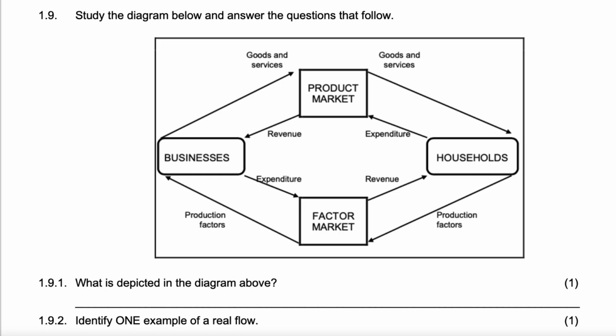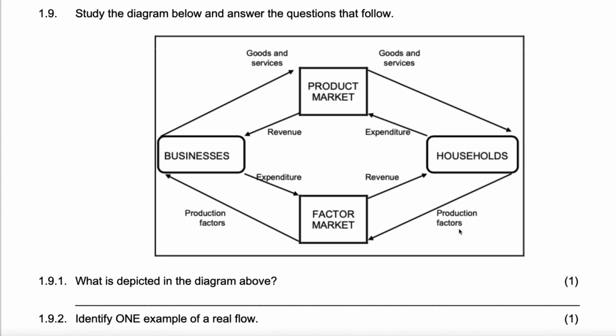Now it says, study the diagram below and answer the questions that follow. Again, we see something that we've been seeing quite often. We have a two-sector model once again. So we have businesses, we have households, and we have the two markets, which is the product and the factor market. A product market is a market where goods and services are traded. And a factor market is a market where factors of production are traded. Our factors of production are land, labor, capital, and entrepreneurship.